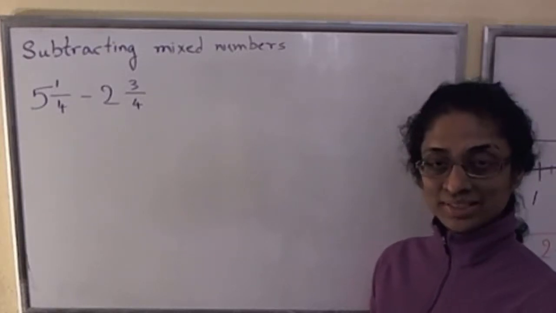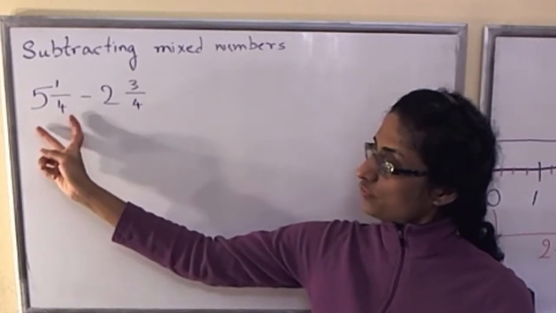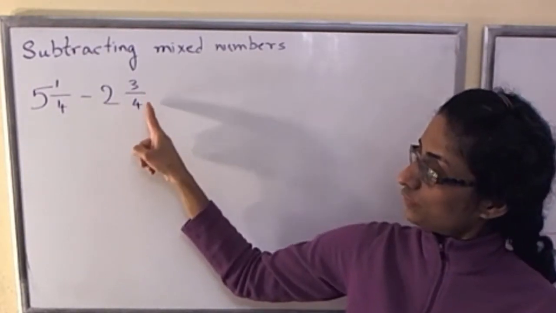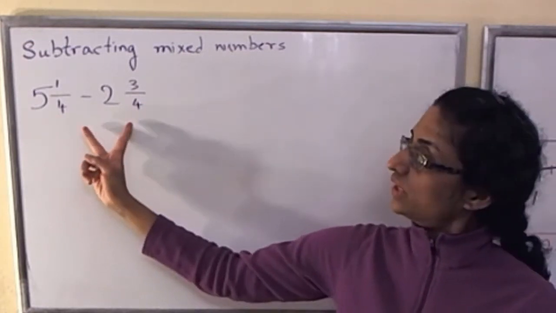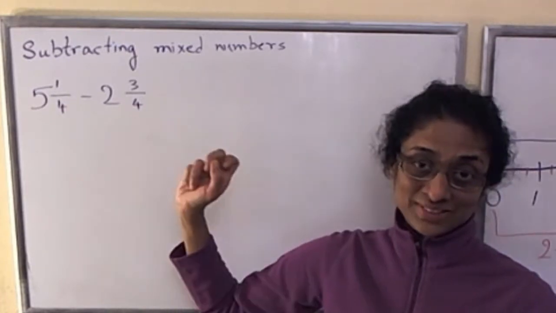Hi, today let's look at subtracting mixed numbers. I have here a mixed number 5 1/4 minus 2 3/4. So let's look at this subtraction problem on the number line and then we'll come back to this.